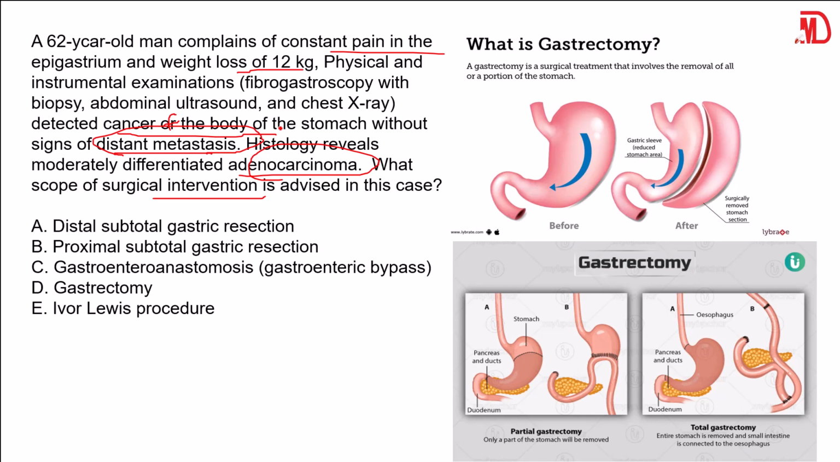Now again, the question is to tell us which area of the stomach it is found, whether in the fundus, the body, left side, right side, antrum, whatever. It didn't tell us. So you can't say distal, subtotal, or proximal because we're not sure where exactly the problem is. If the question was specific, we would have been specific. But over here, we are going for gastrectomy, the general answer.